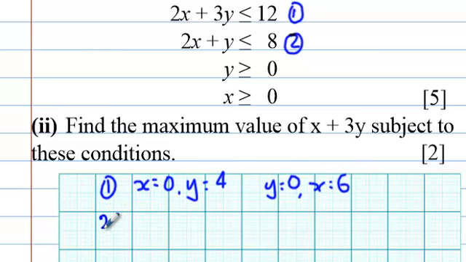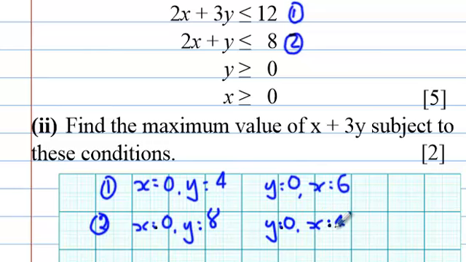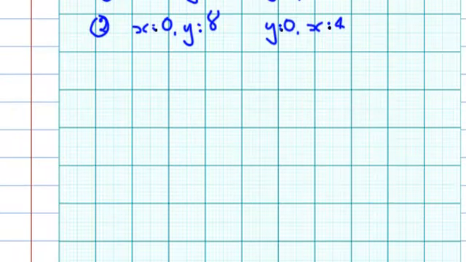For function 2, when x is 0, y equals 8, and when y equals 0, x will equal 4. Which allows me to draw a set of axes. I need to go up to 8 on the y-axis, and I need 6 on the x-axis. So I'll just bring this up.